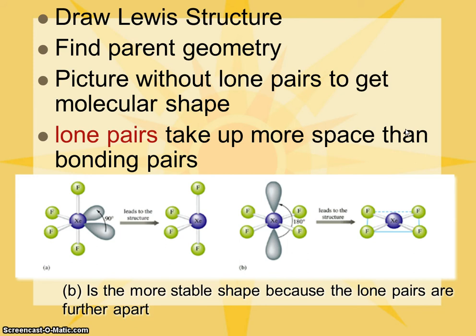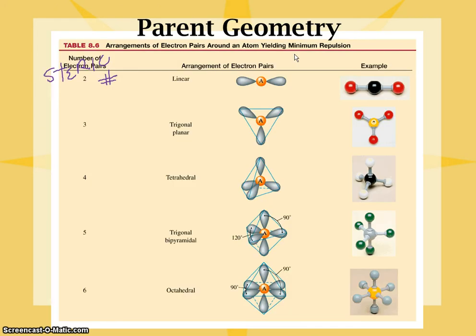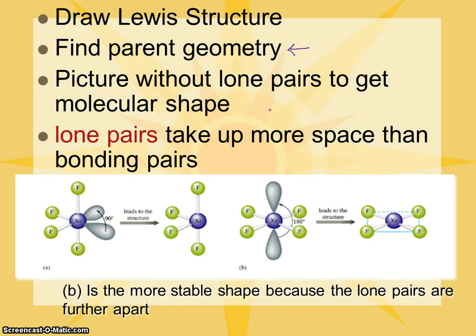The way we're going to then figure out a molecular shape is first by drawing the Lewis structure. From that Lewis structure, we'll be able to find the parent geometry, which is one of these. Then we're going to picture that geometry without the lone pairs, because any lone pair is not an atom and it's not really going to show up in the shape. And keep in mind that lone pairs do take up more space than the bonding pairs do, so they can actually push things around a bit.